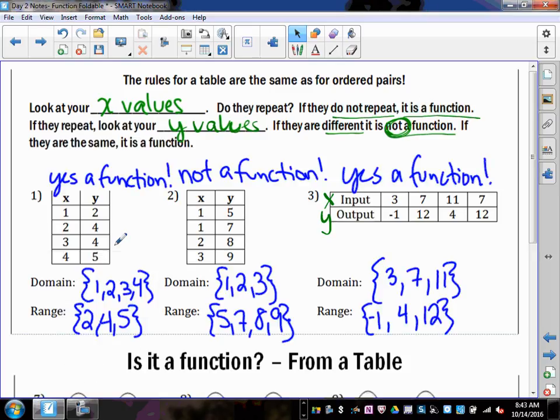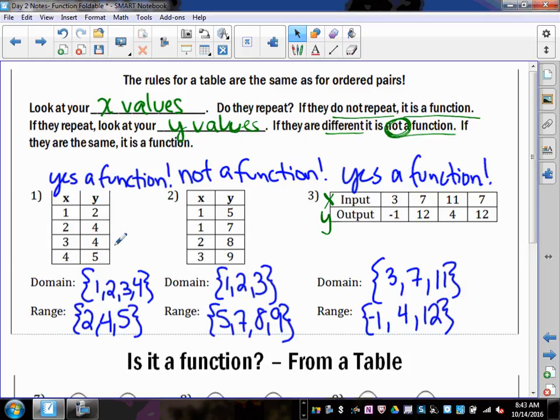Did you get the following? Yes, a function. Not a function. Did you catch that 3 is indeed a function? Good. Our x values repeated, but they're the exact same y value. Ah, the tricky one. All right, any questions on that? Go ahead and fix your answers if you need to.